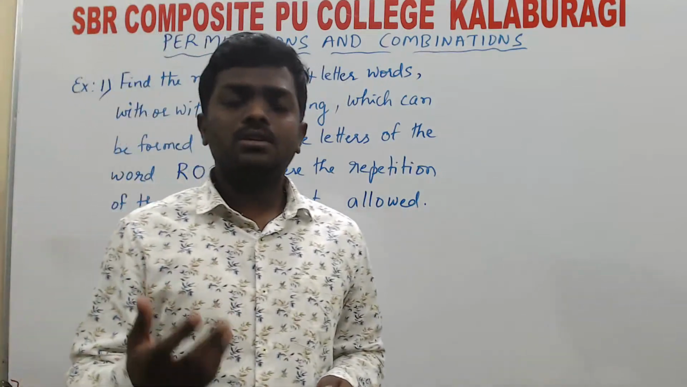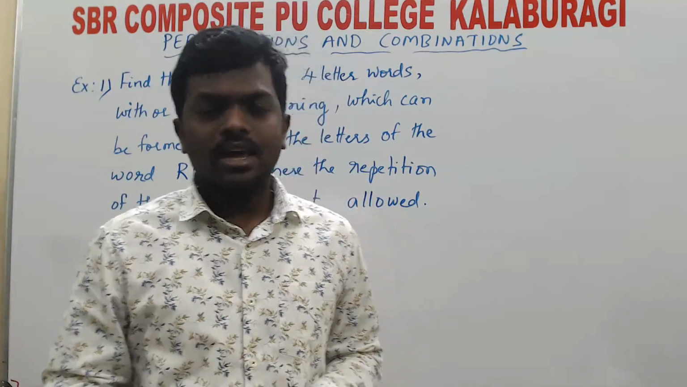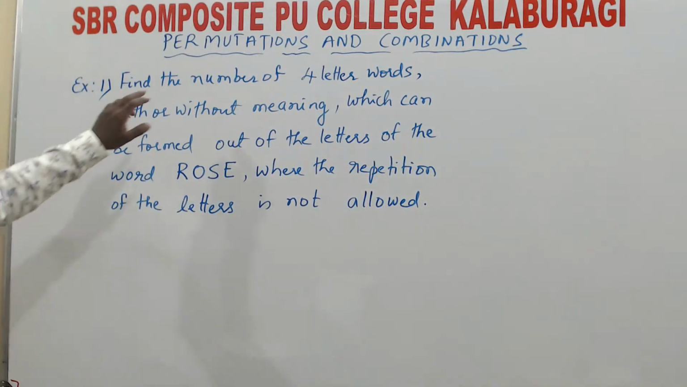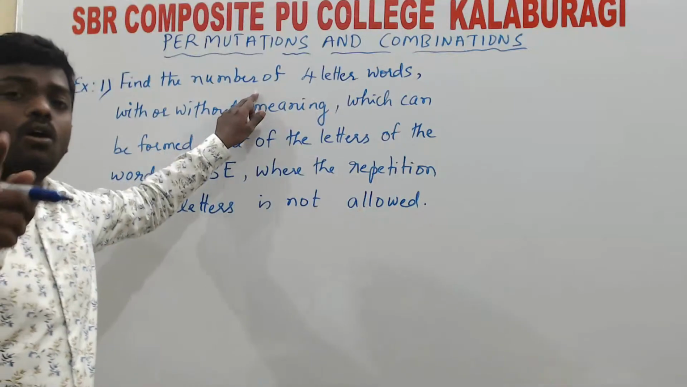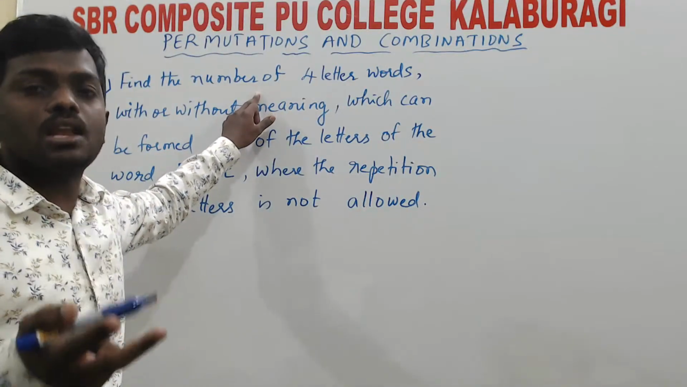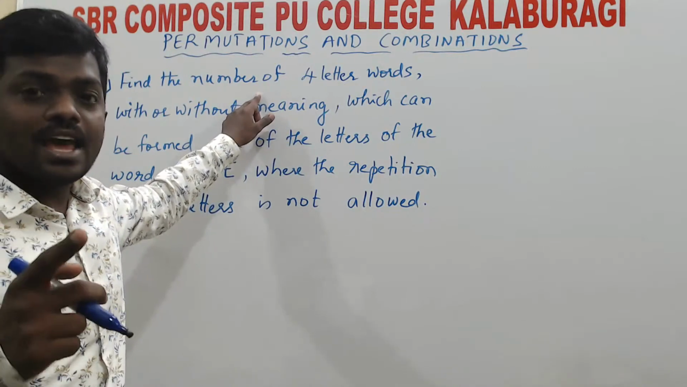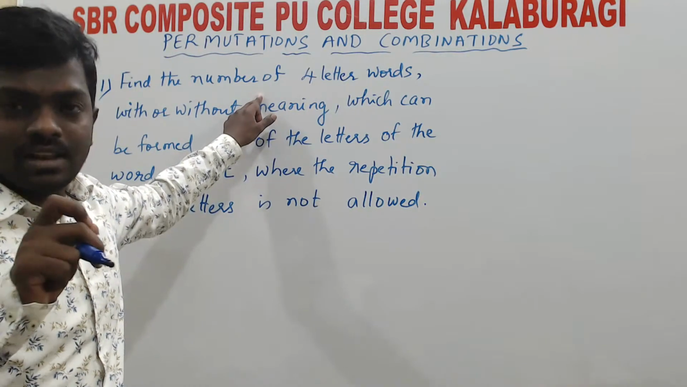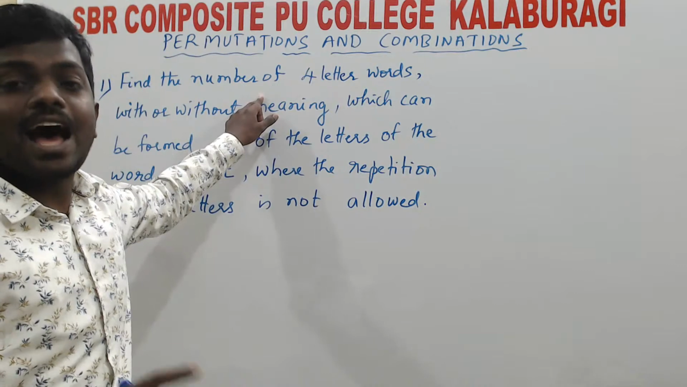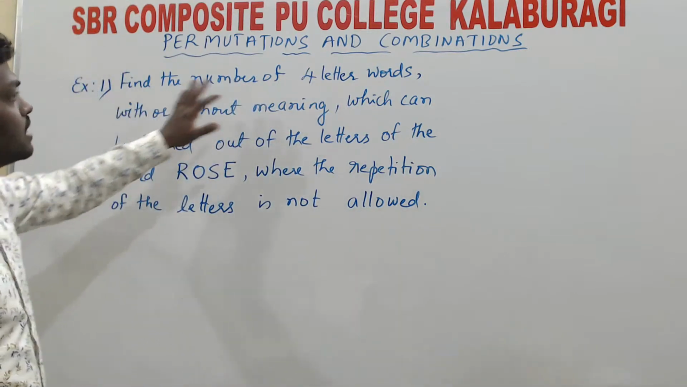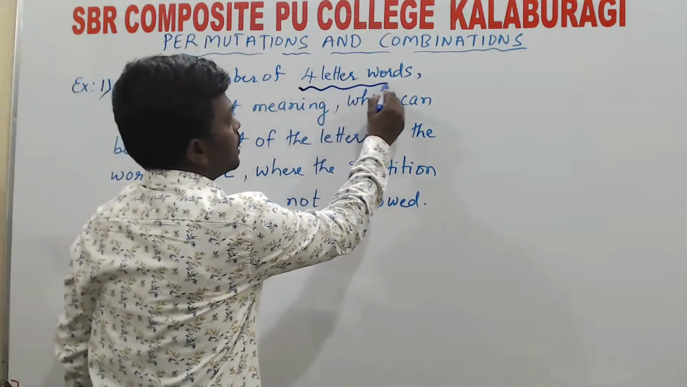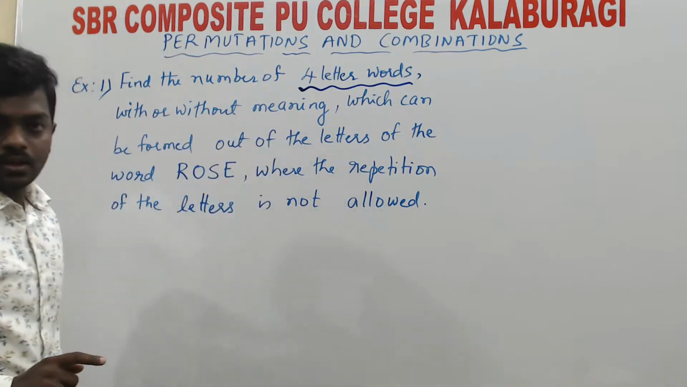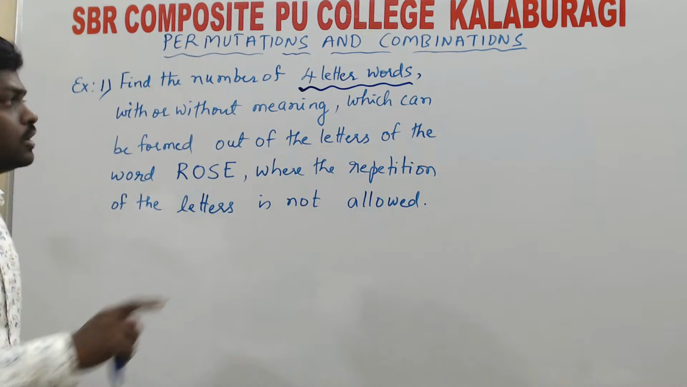Now we shall start with some of the problems from worked examples as well as the exercise. You can see here the first example is: find the number of. You can always see in the questions they will ask find the number of or find how many. So they are asking us what are the possible answers you are going to get. They will never ask us to list down the answers. Find the number of four letter words, with or without meaning. Whether it makes sense or doesn't make sense doesn't matter.